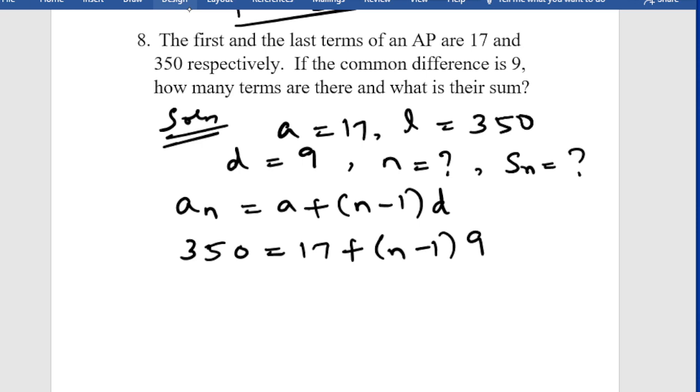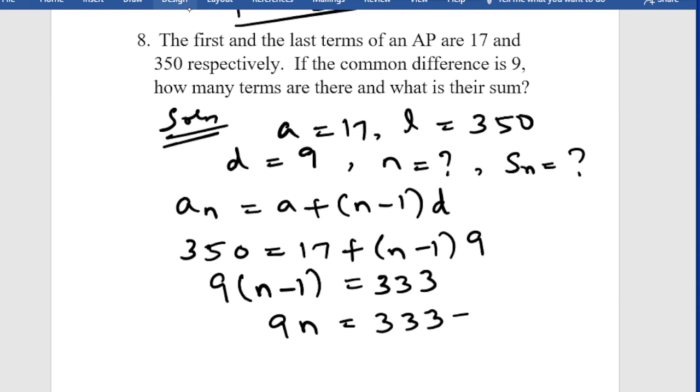17 taking to the next side, we get 9 times of n minus 1 equal to 333. So from this 9n equal to 333 plus 9. 9n equal to 342. So n is 342 upon 9, 38. Okay. So the total number of terms in the given sequence is 38.